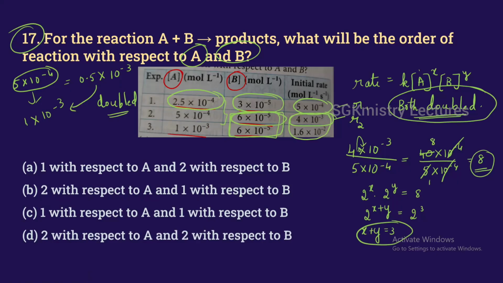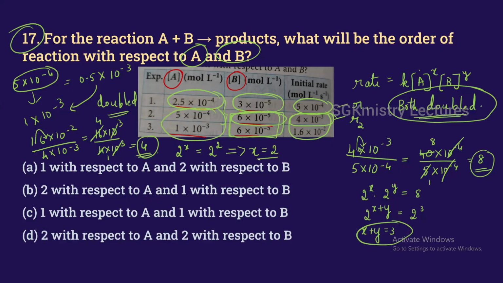Okay, so again we need to take the ratio: 1.6 into 10 to the power of minus 2 divided by 4 into 10 to the power of minus 3. Now, this also I'll make it 10 to the power of minus 3 in the numerator. So 16 into 10 to the power of minus 3 divided by 4 into 10 to the power of minus 3, which cancel. 4 ones are 4, so 4. When A is doubled, B is kept constant, so the rate increases by 4 times, right? So 2 to the power of x is equal to 2 to the power of 2, since 4 is nothing but 2 to the power of 2. So we have x is equal to 2.